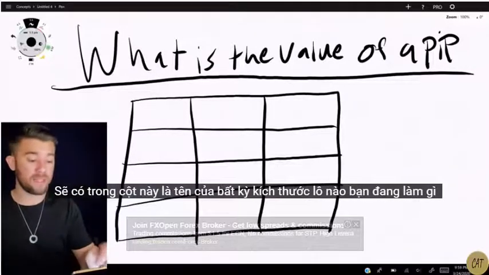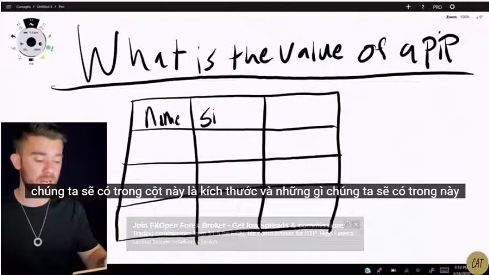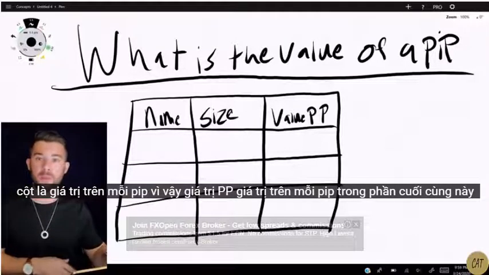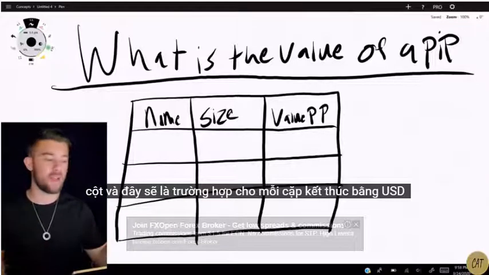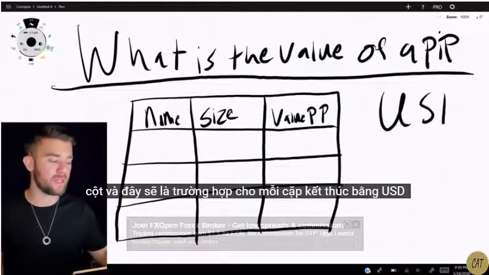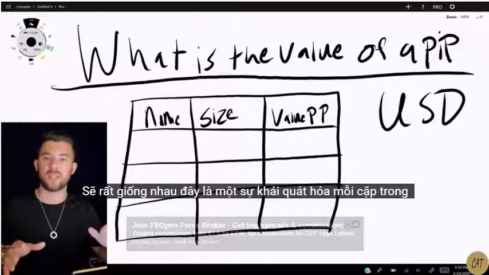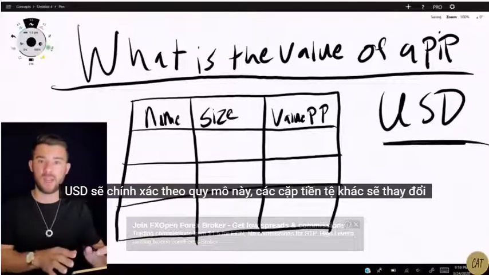What we're going to have in this column is the name of whatever lot size you're doing. In this column, the size, and in this last column, the value per pip. This is going to be the case for every pair that ends in USD. It's going to be very similar. This is a generalization. Every pair that ends in USD is going to be exactly to this scale.